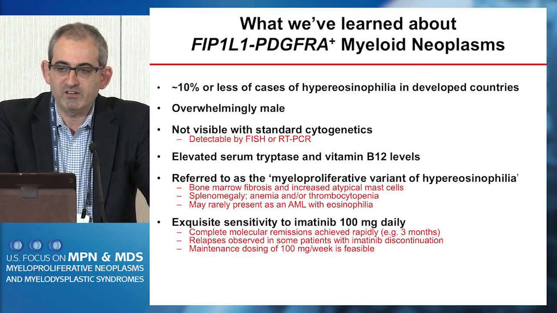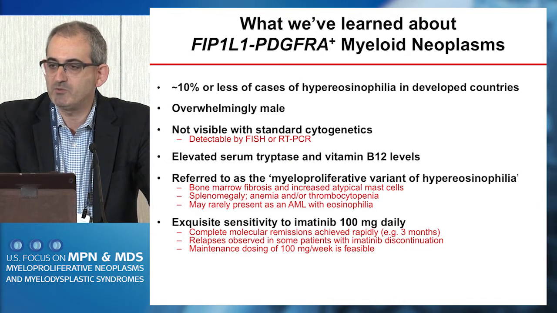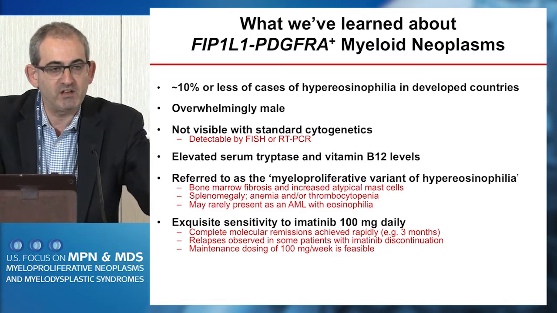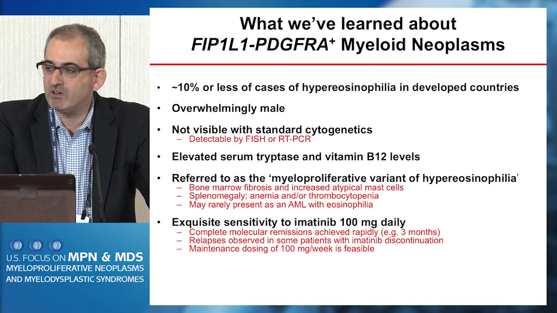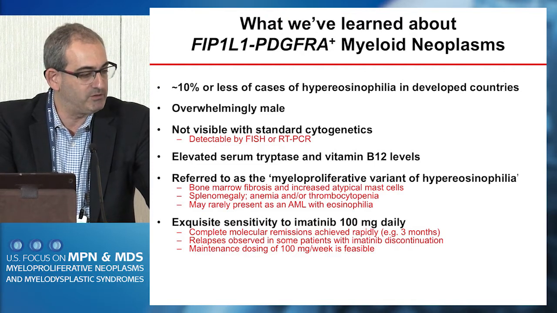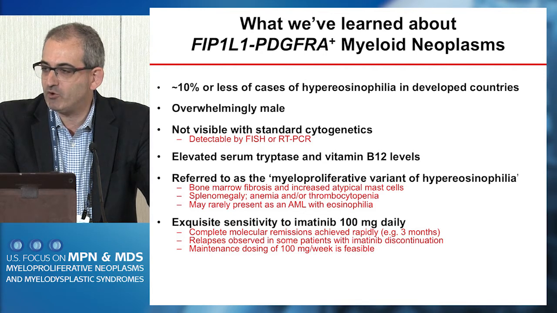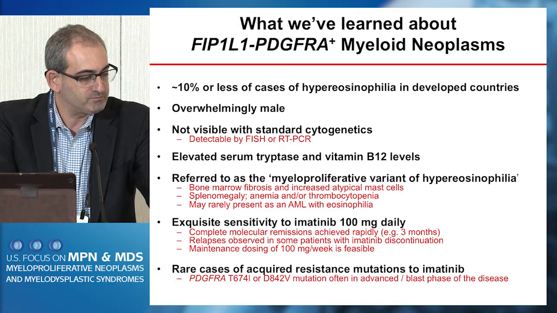This is a disease that we found out is exquisitely sensitive to imatinib at lower doses of 100 milligrams per day. You do not need 400 milligrams per day. Relapses are very rarely observed. There's probably only about 10 to 15 case reports in the literature. And maintenance dosing of only 100 milligrams per week can actually keep patients in remission, and this is a Polish study. So it's hard to believe that taking 100 milligrams a week of a drug can keep a disease in remission, but it appears that this is feasible in a major proportion of individuals.